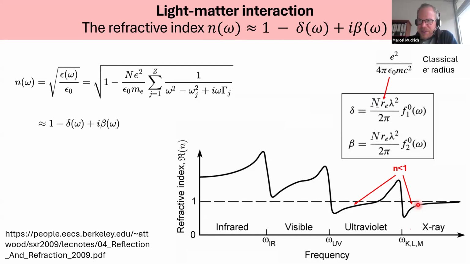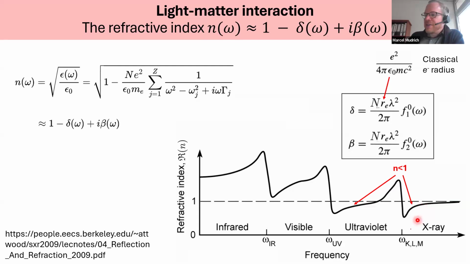I mean, the speed of light in a material is c over n. So if n is smaller than 1, then the speed of light gets faster than the speed of light in vacuum. How can that be? And doesn't that violate special relativity? Well, actually not, because the speed of light only tells us about the phase velocity of the electromagnetic wave, and that can be faster than the speed of light in vacuum.